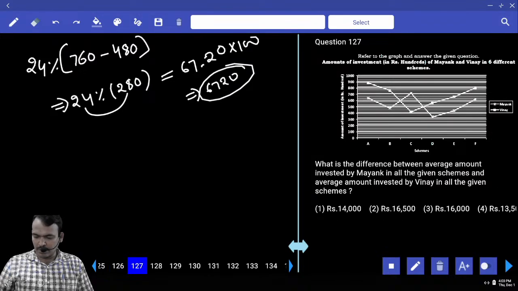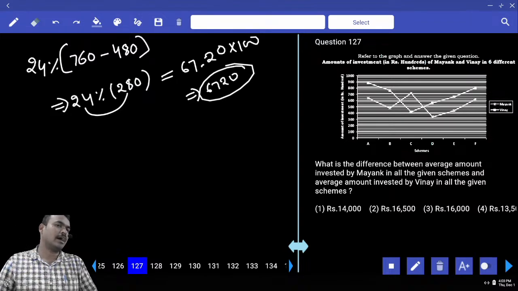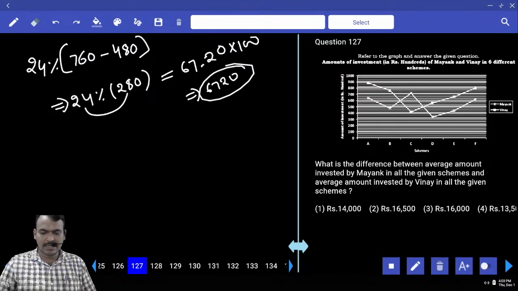Next question number 127. What is the difference between the average amount invested by Mayank in all the given schemes and average amount invested by Vinay in all the given schemes together? Simply we require difference or sum? Difference. First we need to identify individual difference of every scheme. After that all are adding or subtracting? Adding. Okay. Can I skip?